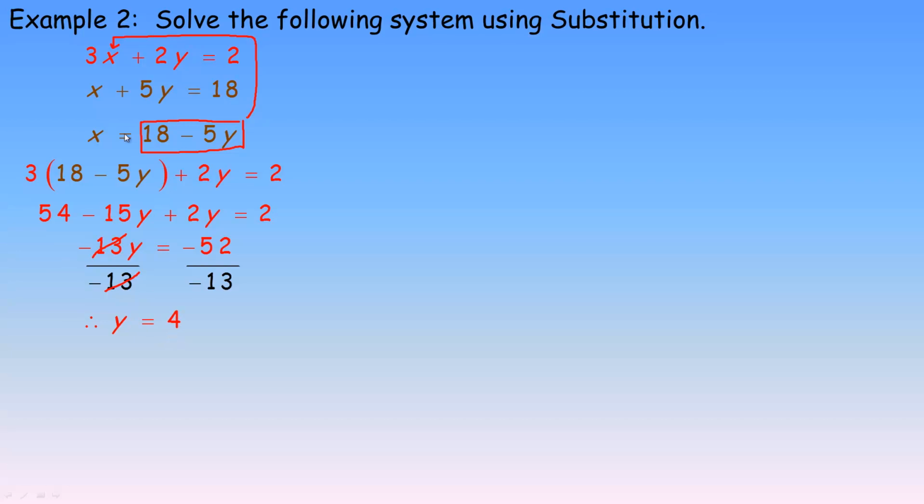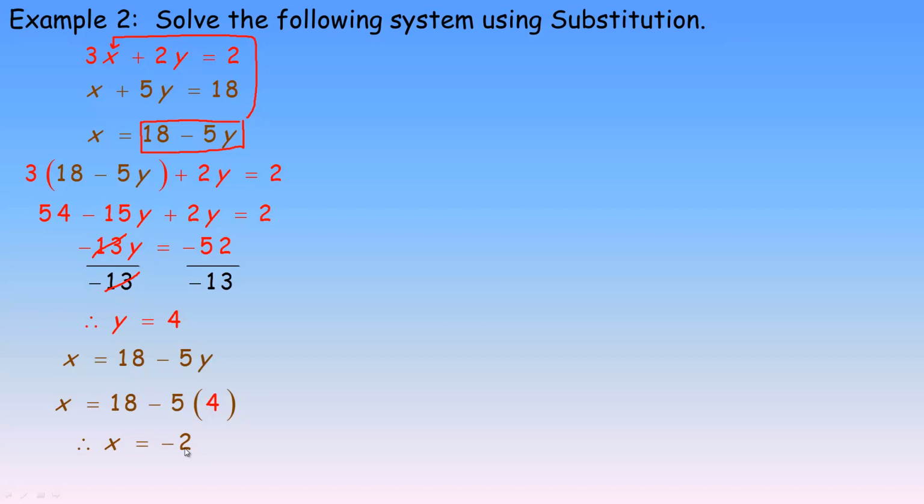Now I need to find x. So this would be the most convenient equation to use to find what x is, because it's solved for x, so I can just substitute my 4 in place of y here. So let's rewrite this, and we're going to put the 4 in here. So 5 times 4, that's 20. So 18 minus 20 would be negative 2.